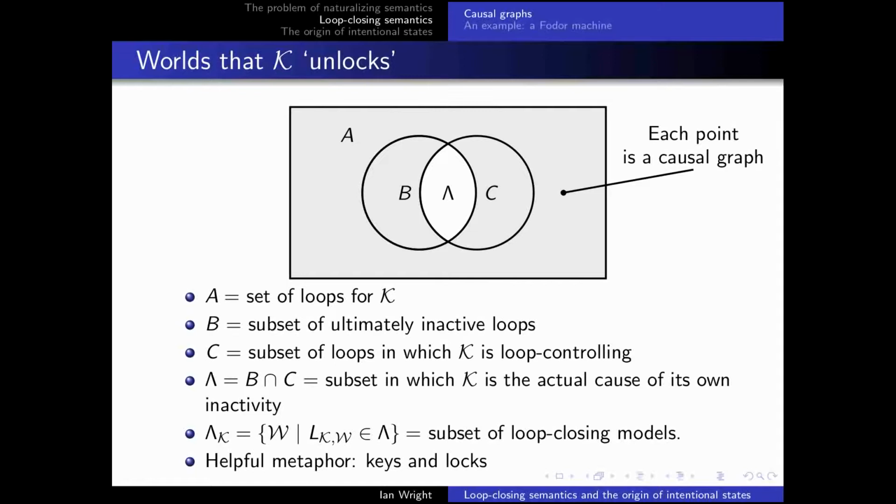This metaphor might help. Consider a key that you find on the floor. Its shape and size implicitly defines the possible locks it can open. In a similar way, a control mechanism implicitly defines the possible worlds it can control. Those worlds are the loop closing models for it.